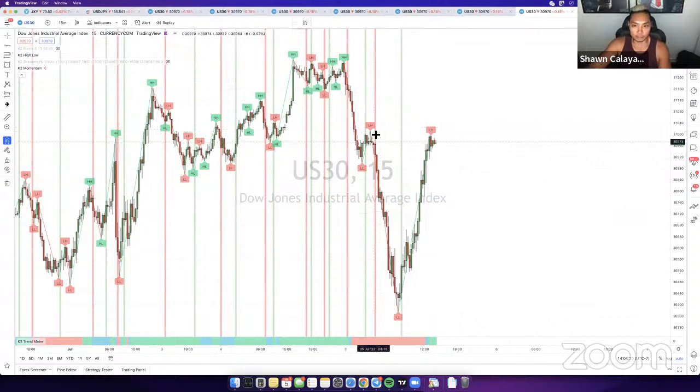I was looking for this one right here. So I'm waiting for it to break above. Trend meter is green right now. So if it breaks above, maybe take that, but market's closed right now. It can reopen in about an hour.